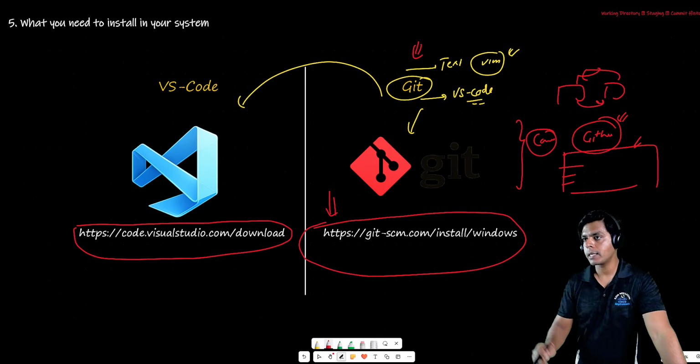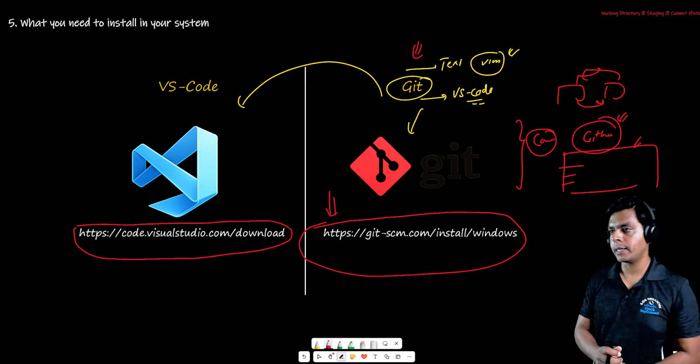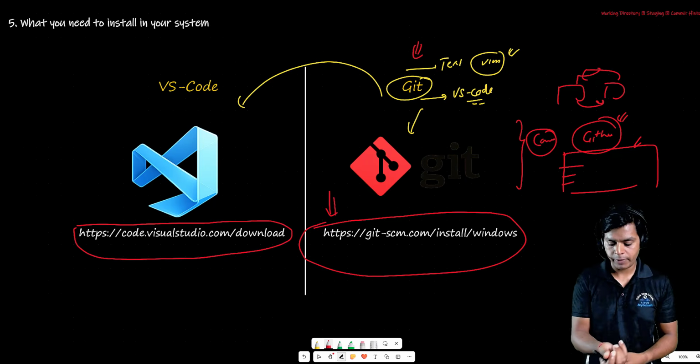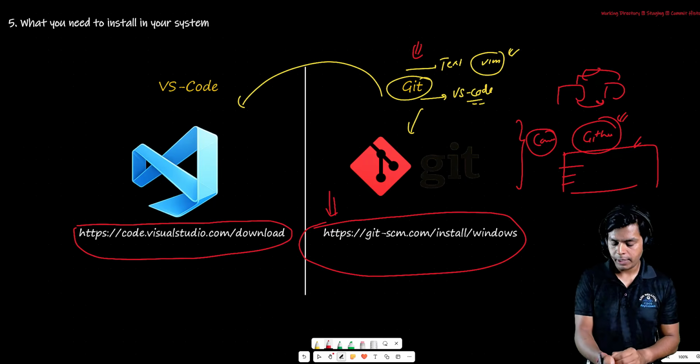GitLab is just another thing like GitHub, right? For example, we have different types of cloud providers. We have Microsoft, we have AWS.